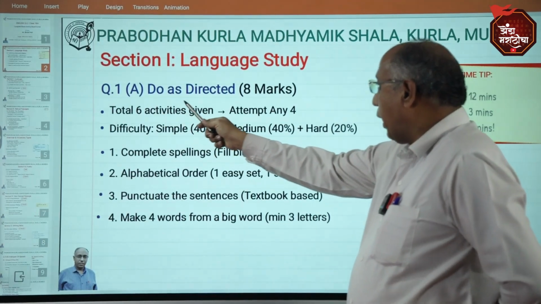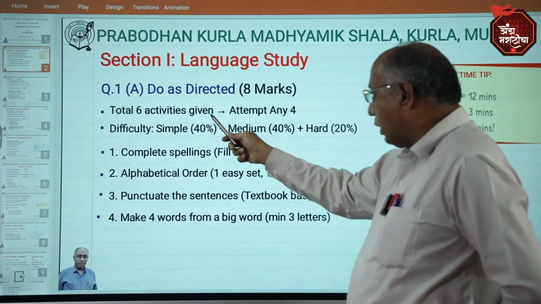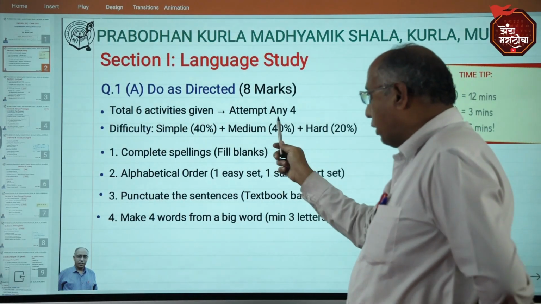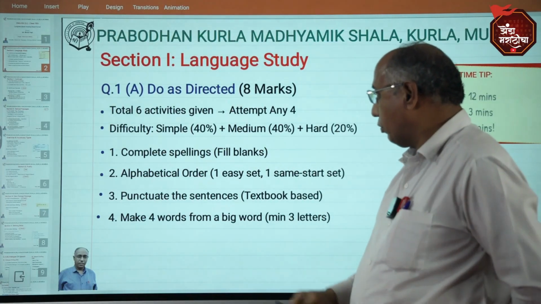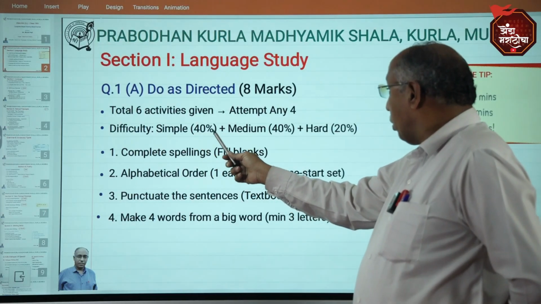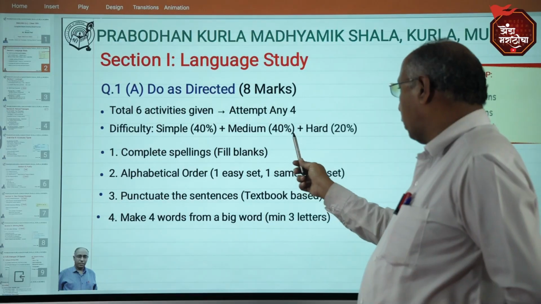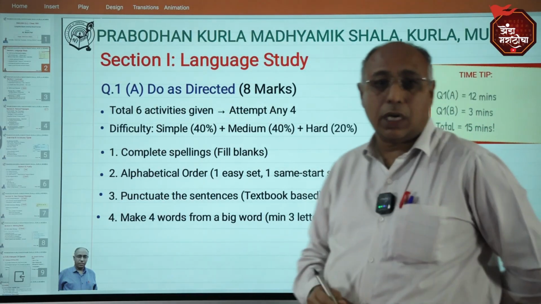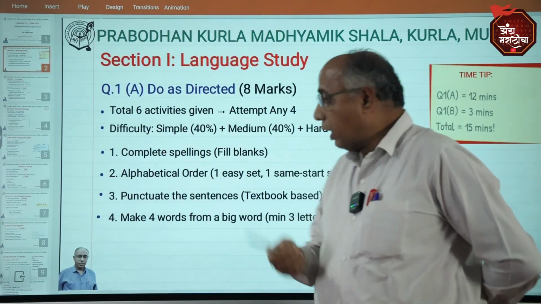Question number 1A, do as directed, carries 8 marks, and the activities given here are in total 6, and you will have to attempt any 4. The difficulty is that simple questions are 40%, medium questions are 40%, and hard questions are 20%. So the activities are given.